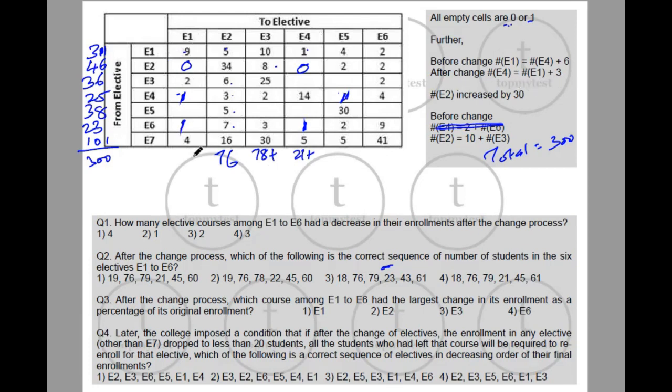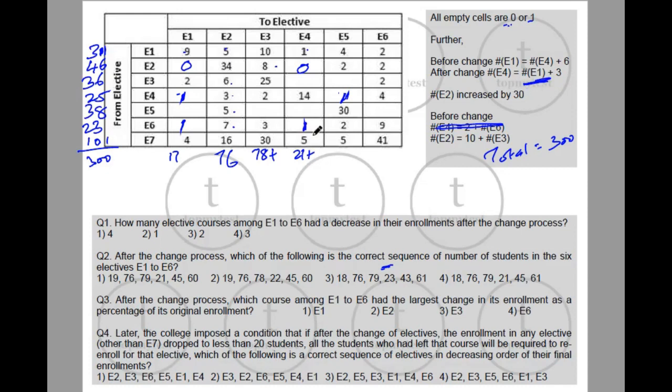Let's see what is E1 after the change. 11, 12, 13, 13 plus 4, 17 or higher. Now this is already 21, and it can only go higher. Now there is only one cell which can be changed here, which is this one. It has to reach at least 18 in order to be 21 plus, in order to satisfy this criteria.